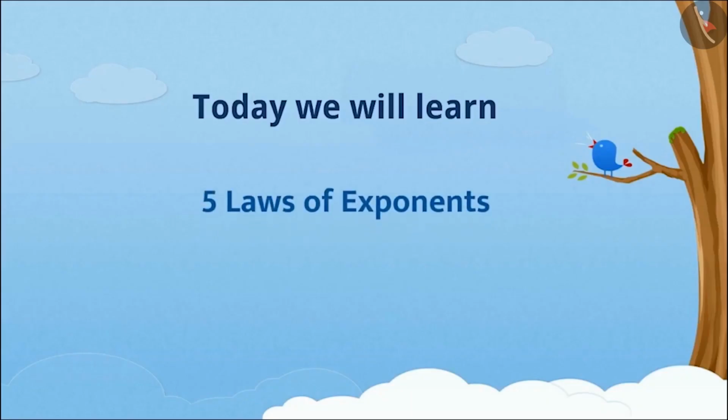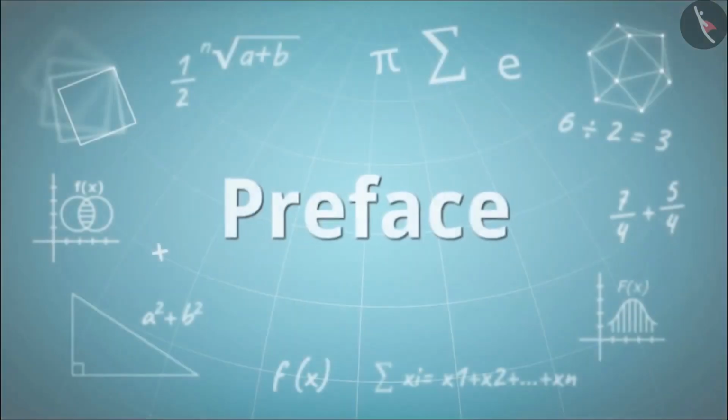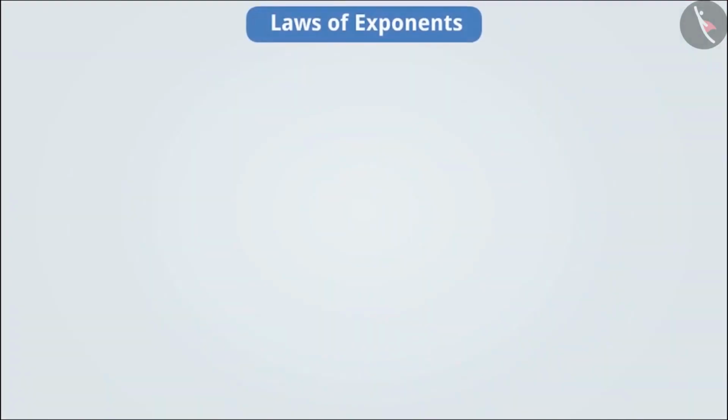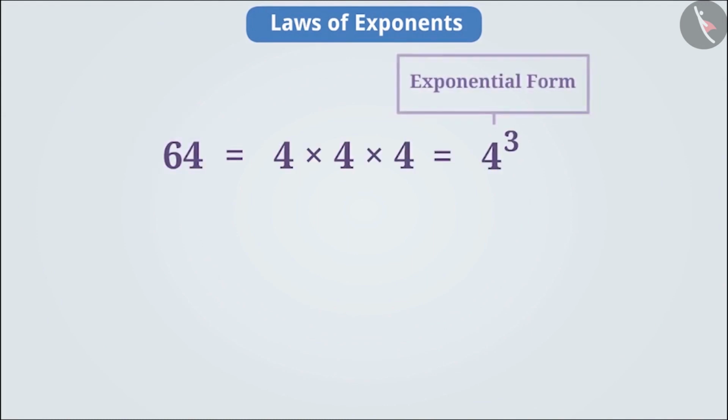Today, we will learn about 5 laws of exponents. In the previous video, we learned that a number such as 64 in its exponential form can be expressed as 4 to the power of 3, where 4 is the base and the number 3 is the exponent. This form can be read as the third power of 4.